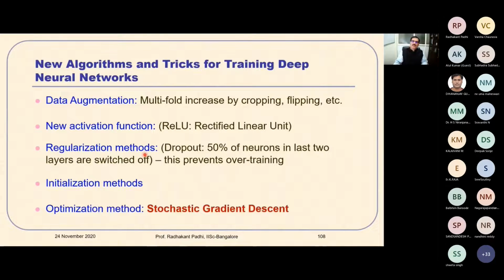Then the new activation function, ReLU, the rectified linear unit. Then there are a lot of regularization methods available. Essentially, you have to come out of the local minimum and things like that. The idea is that just 50% of the neurons in the last layers, where you actually use this gradient-based optimization, are switched off. That means you don't update. Whatever is there, your gradient value tells something, but you don't update, it just remains there. You will update in the next cycle. That process helps you avoid the local minimum. This process is called regularization. And there are a lot of initialization methods also available.